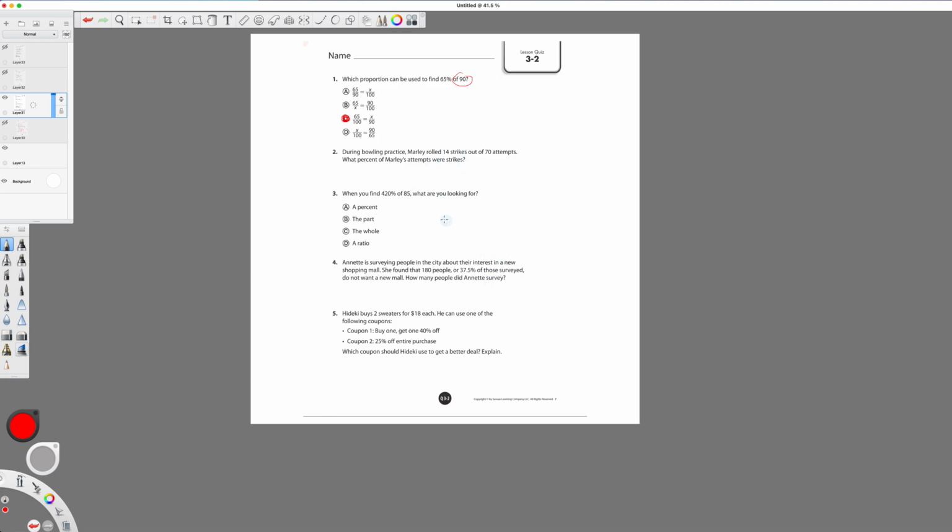Number two, during bowling practice, Marley rolled 14 strikes out of 70. So I'm going to write 14 out of 70. What percent? Well, 14 out of 70 is some percent out of 100. And then you'll cross multiply and divide. I'm trying to make this a pretty quick video, so I'll just do that cross multiplying and dividing. 14 times 100 divided by 70, and I get 20.